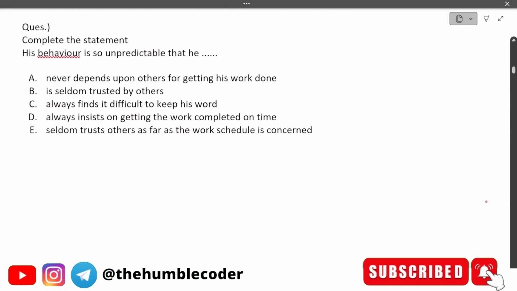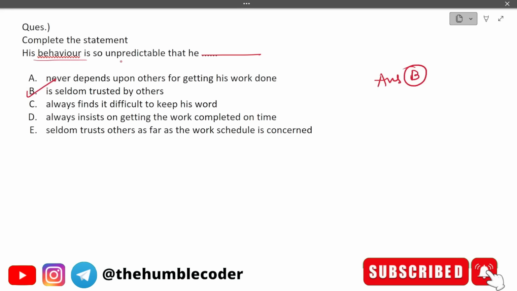Again, we have a complete the sentence question. So the sentence is: his behavior is so unpredictable that he dash. Okay, and the options are: never depends upon others for getting his work done, is seldom trusted by others, always finds it difficult to keep his words, always insisted on getting the work completed on time, seldom trusts others as far as the work schedule is concerned. So in this one, the correct answer is option number B, that is seldom trusted by others. His behavior is so unpredictable that he is seldom trusted by others. Okay, moving on now to the next question.